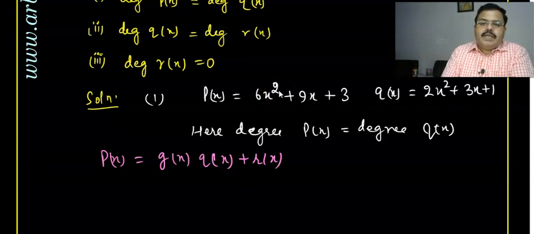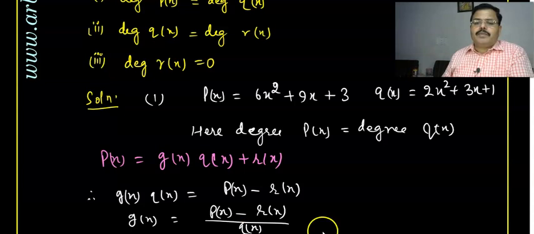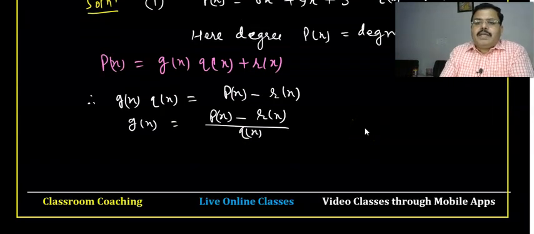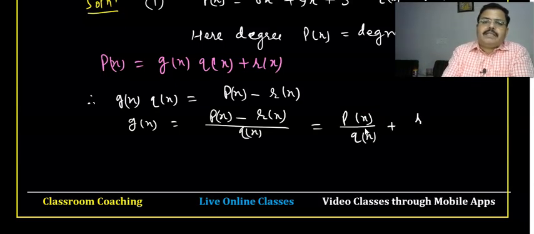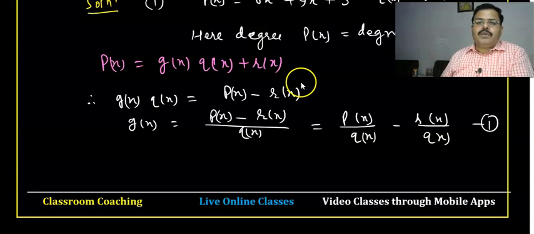Therefore, to find g(x), we can write g(x) times q(x) is equal to p(x) minus r(x), and g(x) is equal to (p(x) minus r(x)) divided by q(x). Get it? Since the degree of both of them is the same, we can write p(x) divided by q(x) minus r(x) divided by q(x), isn't it? So from the first, p(x) we need to divide by q(x).